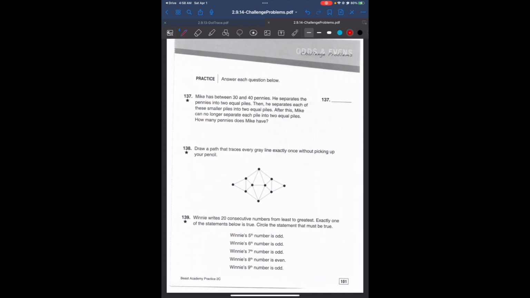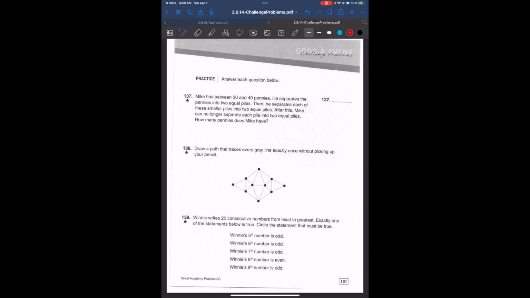Now we'll look at problem 137. So it says, Mike has between 30 and 40 pennies, and he separates the pennies into 2 equal piles. Then he separates each of these smaller piles into 2 equal piles, and then after this, Mike can no longer separate each pile into 2 equal piles. How many pennies does Mike have?